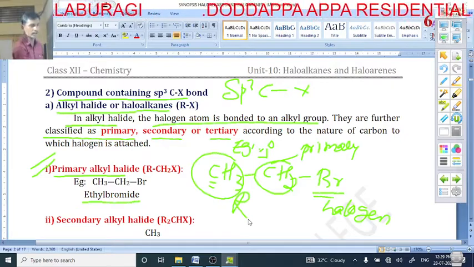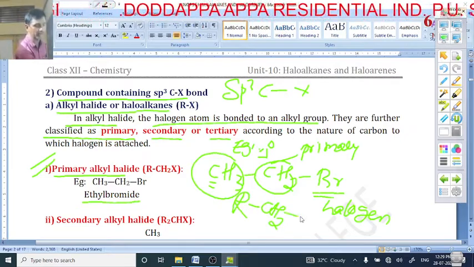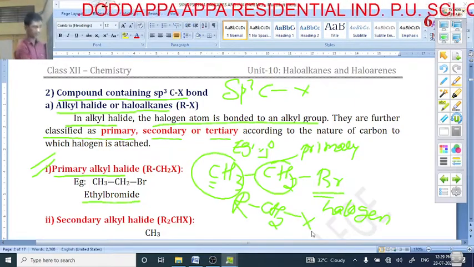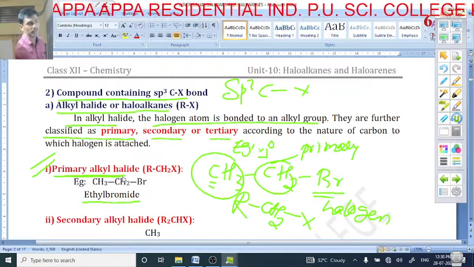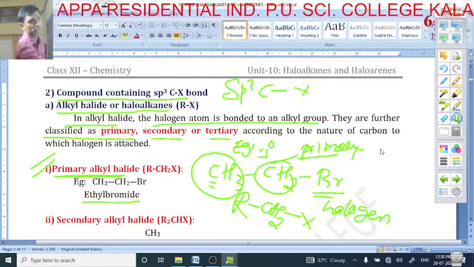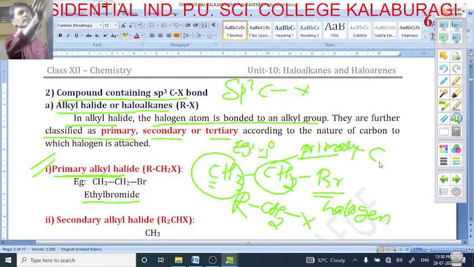That is R. Next is CH2. And what is the Br? Br is nothing but an X. RCH2X is the general formula of primary alkyl halide, where the halogen is attached to a primary carbon. So it is called primary alkyl halide. And the next is secondary alkyl halide.